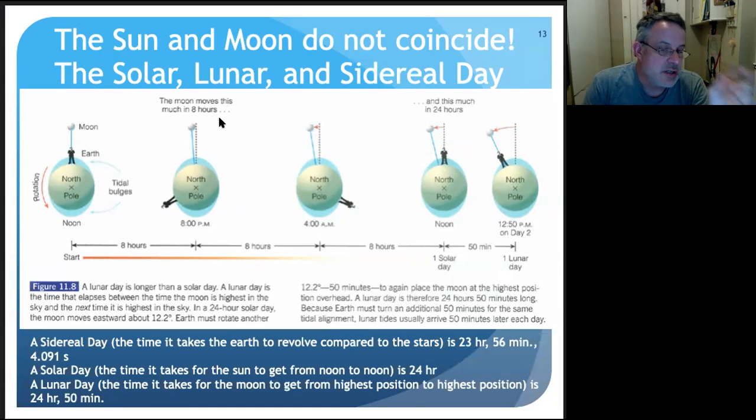So the Earth's rotation on itself is the fastest because the Earth is going around the sun. It takes about 4 minutes longer for it to get back to noon, and it takes about 50 minutes longer to have the moon in the sky at the same point because the moon has moved appreciably each day farther in its orbit around the Earth.